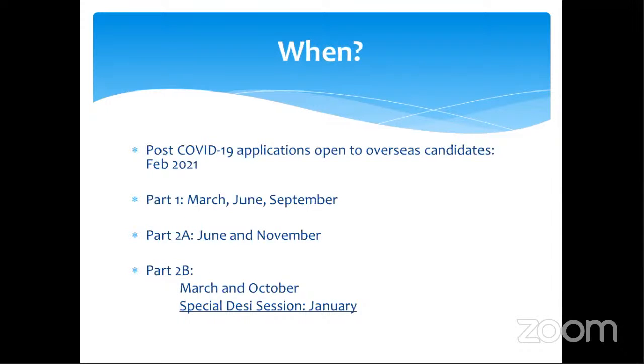So when is the exam conducted? Due to COVID-19, a lot of the sessions this year got cancelled, and the exams now are being held only for UK candidates. For overseas candidates like us from India, the applications will start from Feb of next year, from 2021 onwards. Every year, Part 1 is held in March, June, and September. This is true for next year also, for 2021 also. So it is held 3 times a year. Part 2A is held in June and November. Sometimes it's held in December also. And Part 2B is usually held in March and October.